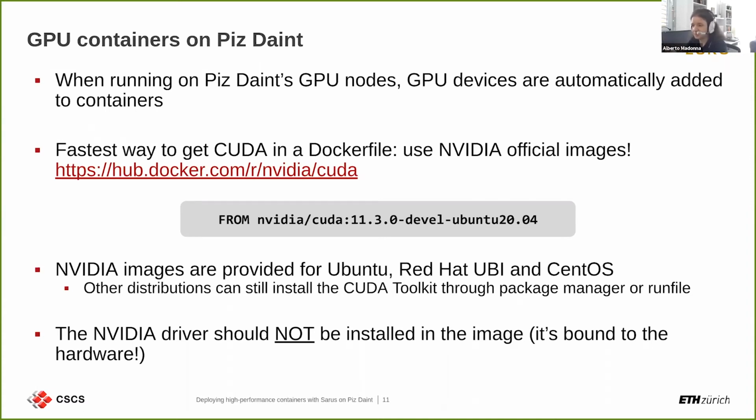And the fastest way to do that is to use the official images provided by NVIDIA on Docker Hub. And I put the link here in the slide. So when writing the Dockerfile, we can just open it with this instruction, FROM nvidia/cuda, and then after the colon, just the version of the image with the CUDA toolkit that we want to use. In this case, 11.3 on Ubuntu 20.04.